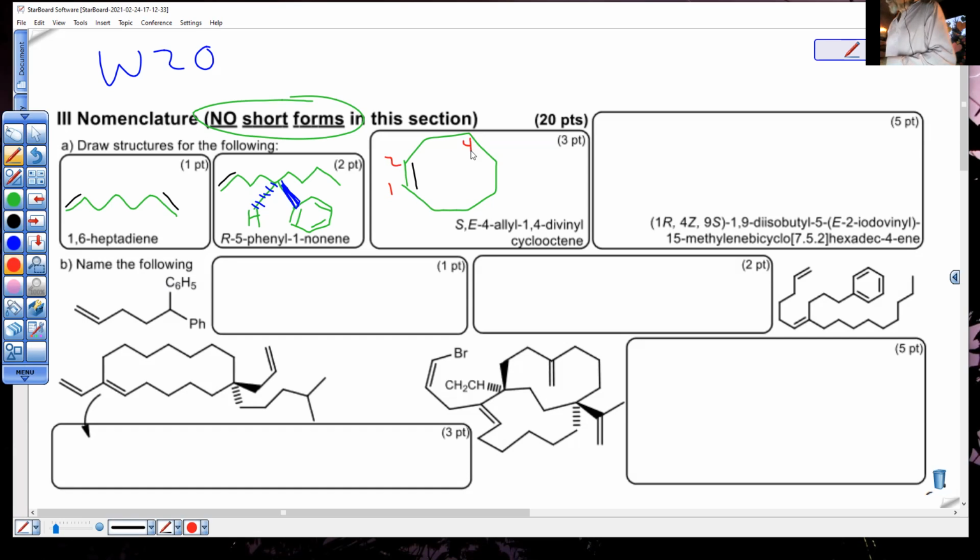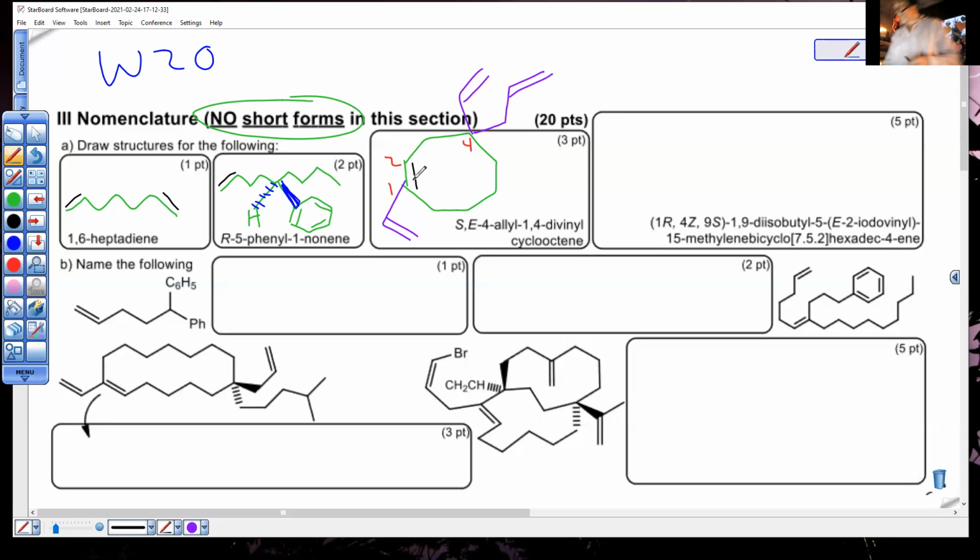And 1 has a vinyl. We'll put that in, I don't know, purple. C double C off of 1. And carbon 4 has a vinyl as well. And carbon 4 has an allyl. Not a genetic allele, an allyl group.